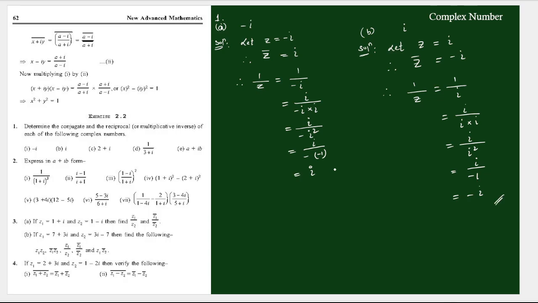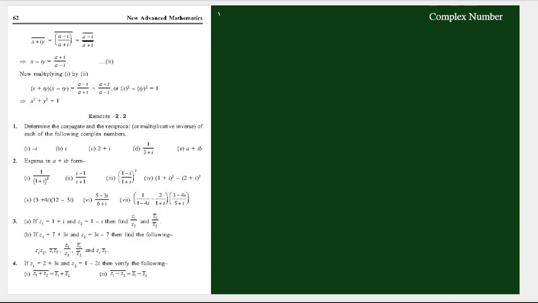Okay, let's proceed to question number C. 2 plus i. So let z equal to 2 plus i. So its conjugate will be 2 minus i. Then we need to find the multiplicative inverse also. The multiplicative inverse is 1 by 2 plus i.